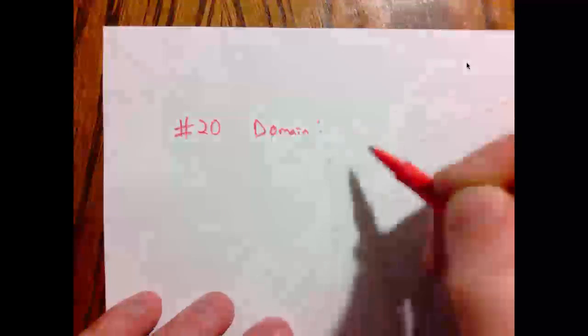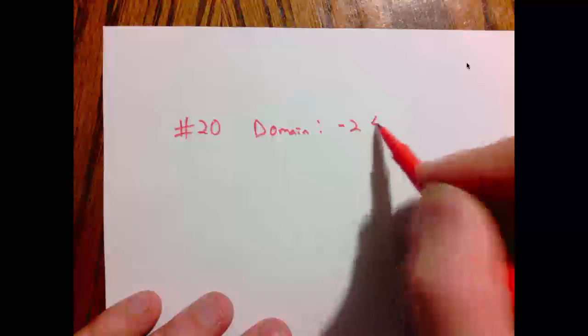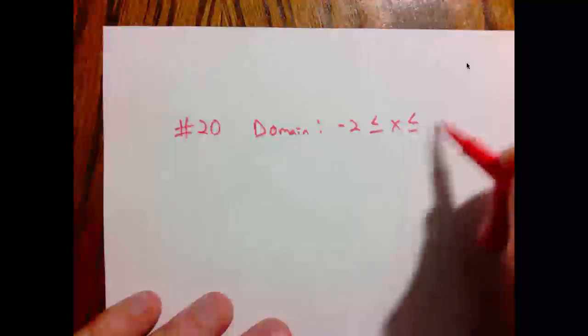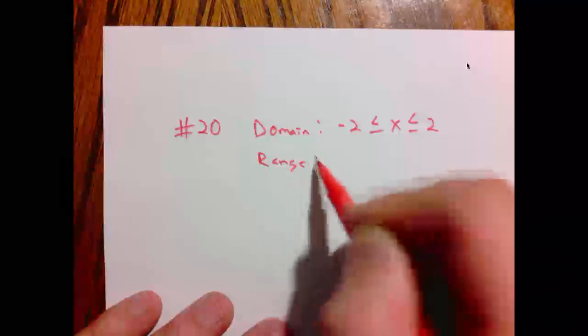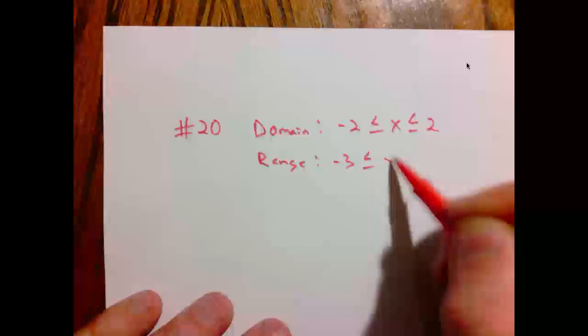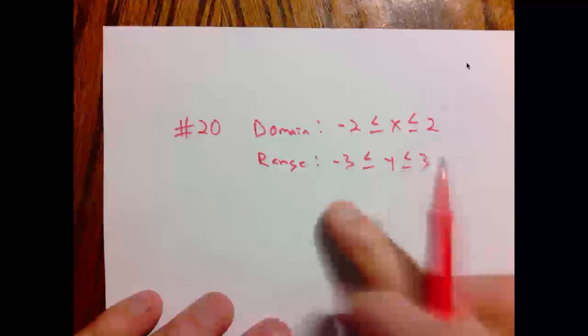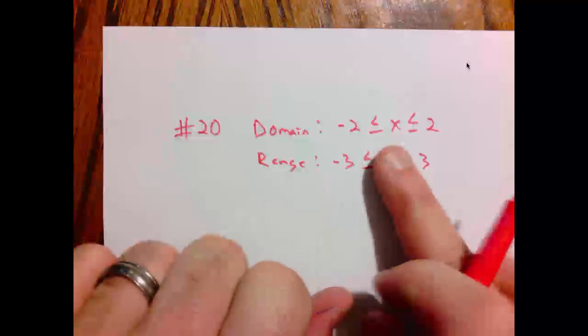Number 20, the domain is from -2 to 2. And the range is from -3 to 3. Notice that range is the y, the output, domain is x, the input.